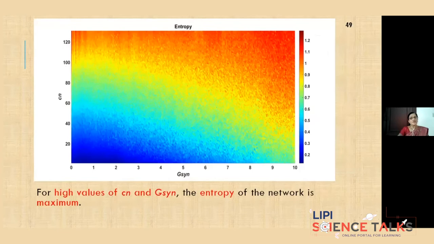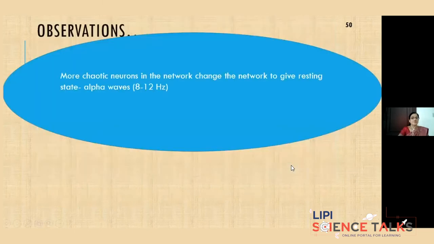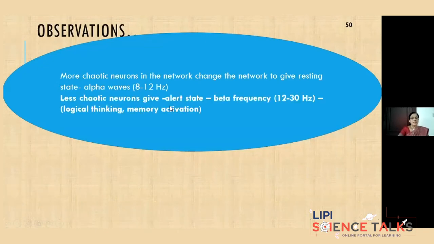And what about the entropy? Entropy also increases with the chaotic neuron number, and it also depends on the coupling constant. As the coupling constant is increased, the entropy increases. Now, what we have observed is that more chaotic neurons in the network change the network to a resting state. That is, alpha waves dominate. Fewer chaotic neurons represent an alert state, where beta waves dominate. 12 to 30 hertz is the firing frequency. It represents logical thinking, memory activation, etc.